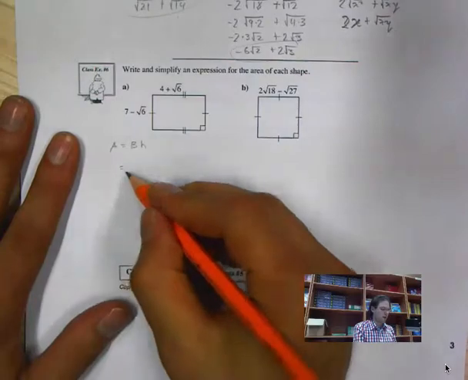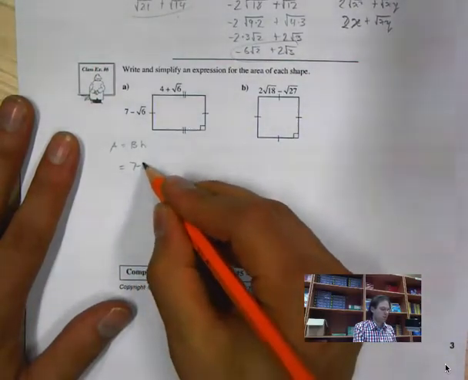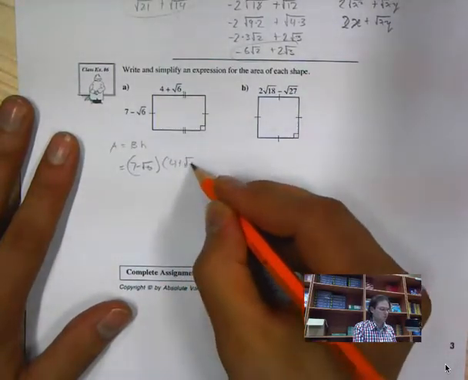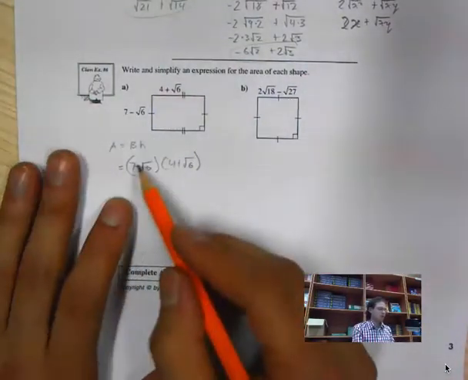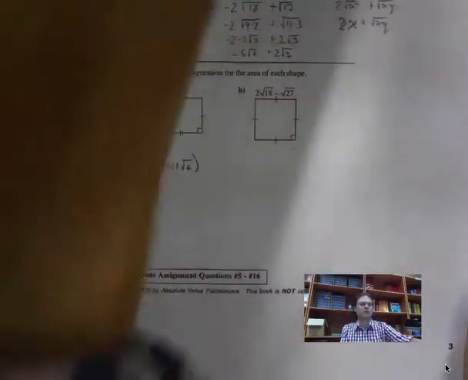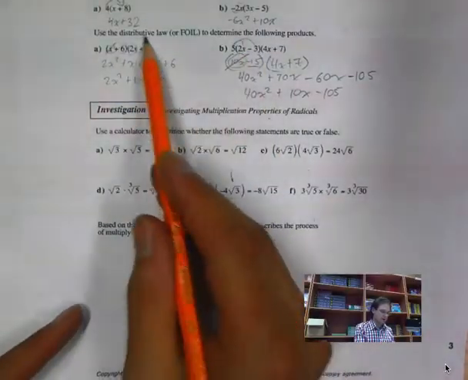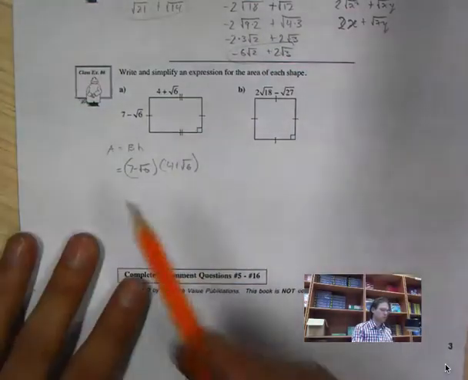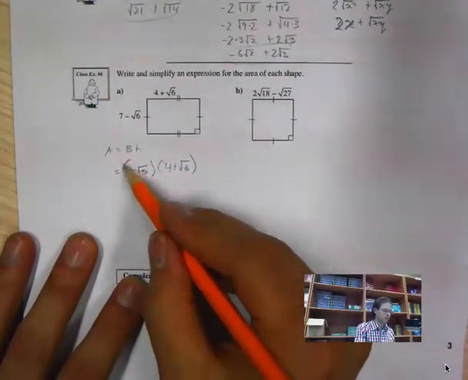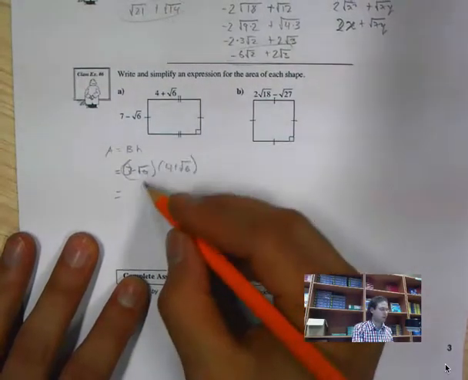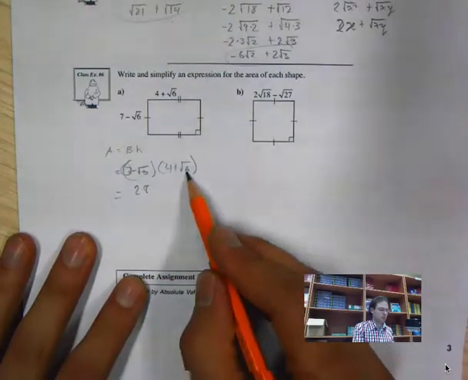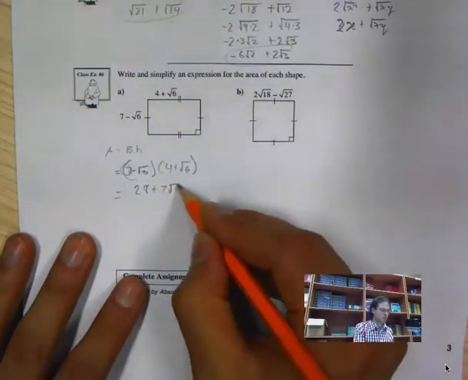Here we have 7 minus root 6, all multiplied by 4 plus root 6. So we have to start off, it's still the same thing, distributive rule with FOIL. So we're doing kind of like this question here. So I must go 7 multiplied by 4. So first we're looking at the 7. 7 multiplied by 4 is 28. Okay, then 7 multiplied by root 6 is plus 7 root 6.